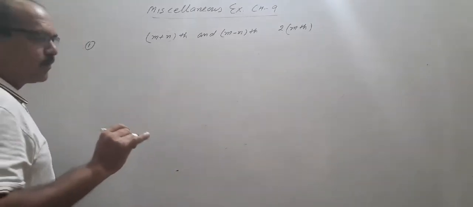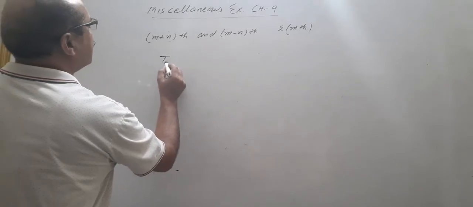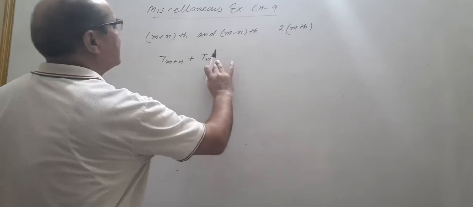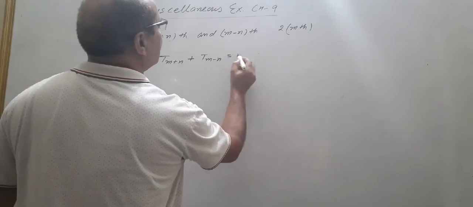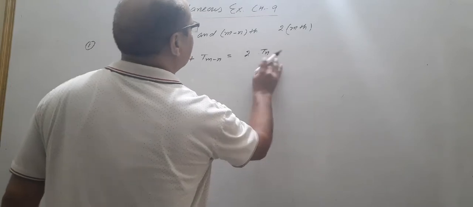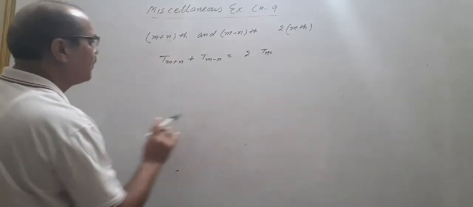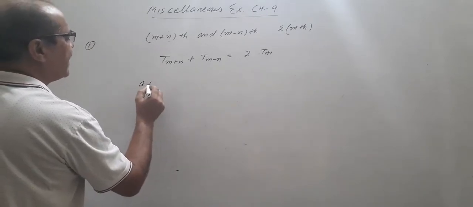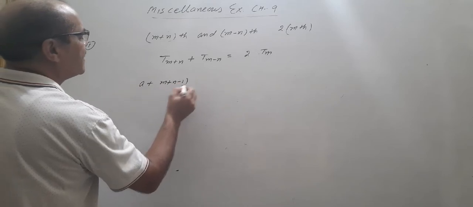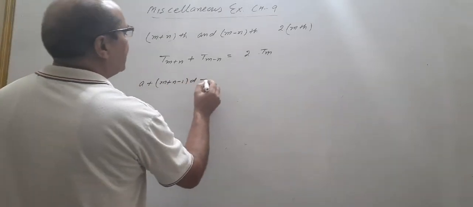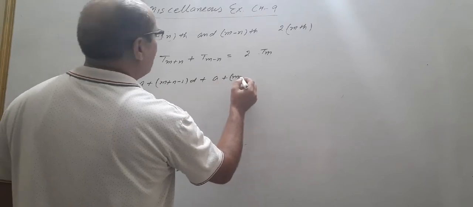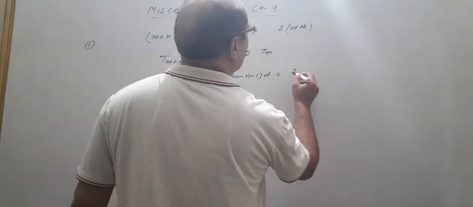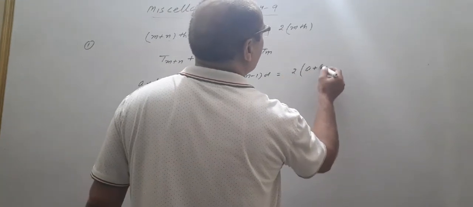You have to read the question properly, then try to solve it according to the statement. The meaning of this is sum of m plus n and m minus nth term is equal to twice of tm. What is the m plus nth term of AP? That is a plus m plus n minus 1 of d, plus a plus m minus n minus 1 of d. You have to prove this is equal to twice of a plus m minus 1 of d.